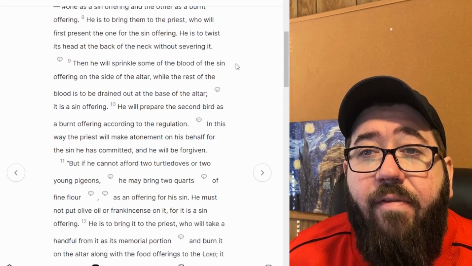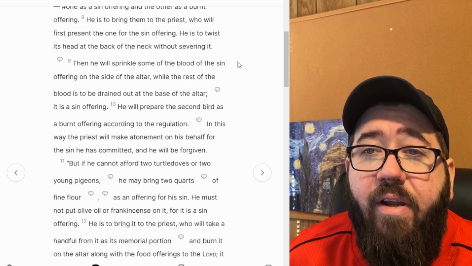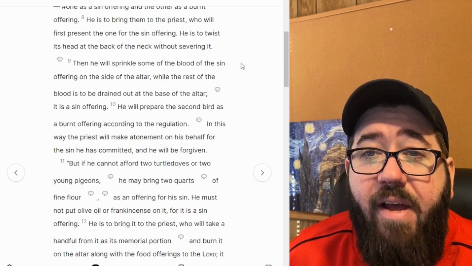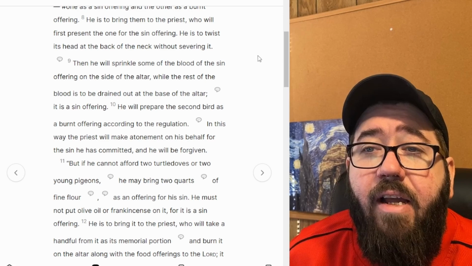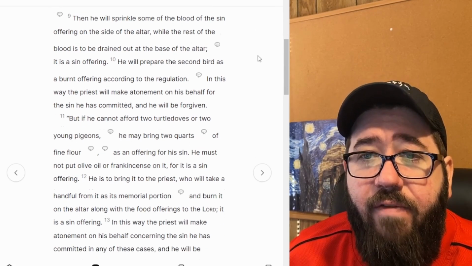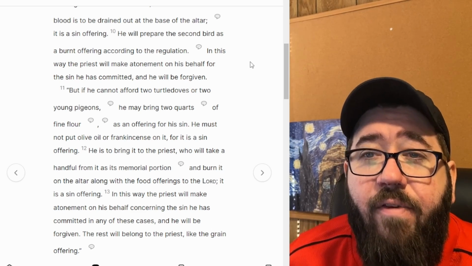It is a sin offering. He will prepare the second bird as a burnt offering according to the regulation. In this way, the priest will make atonement on his behalf for the sin that he has committed, and he will be forgiven. But if he cannot afford 2 turtle doves or 2 young pigeons, he may bring 2 quarts of fine flour as an offering for his sin.